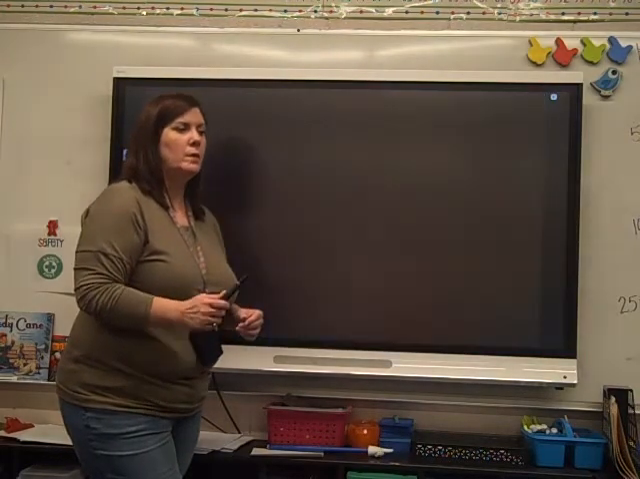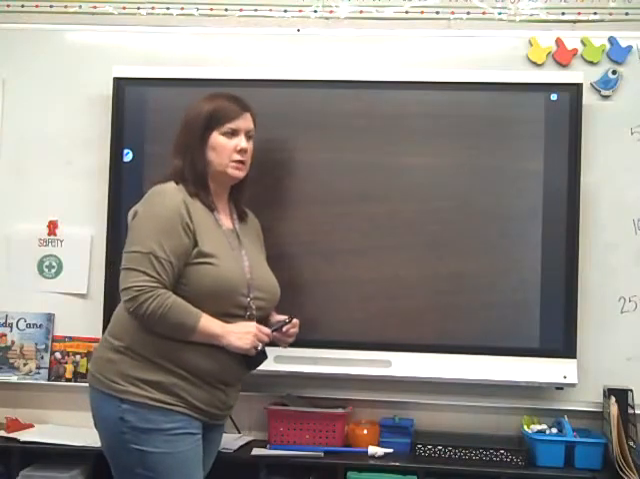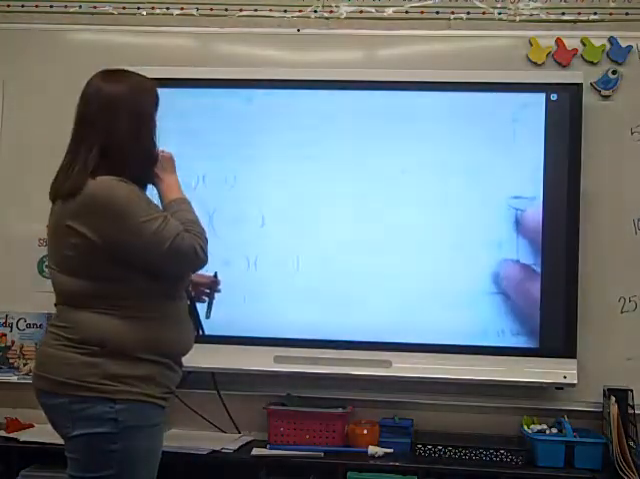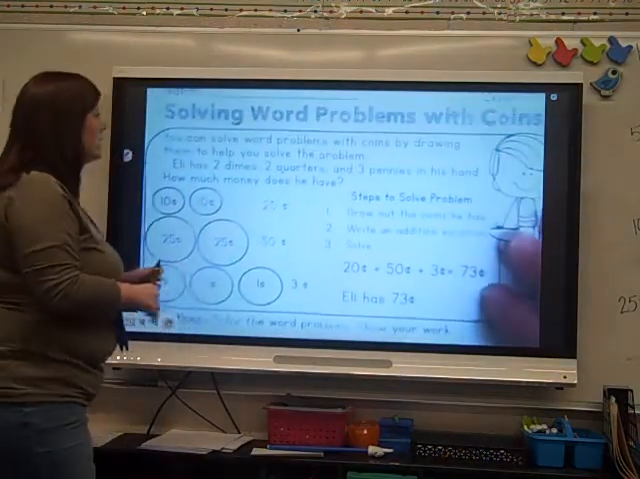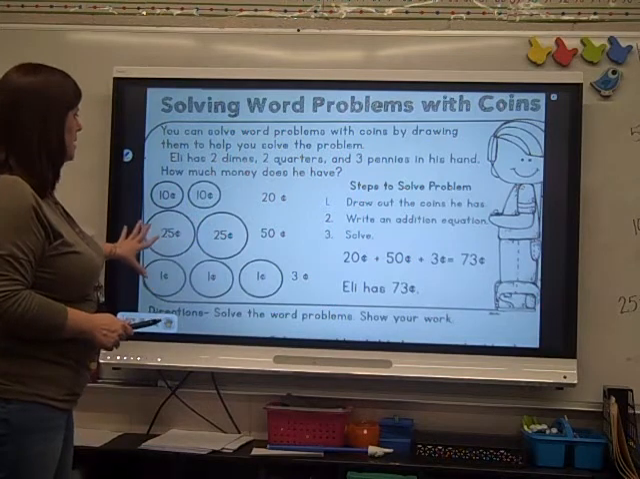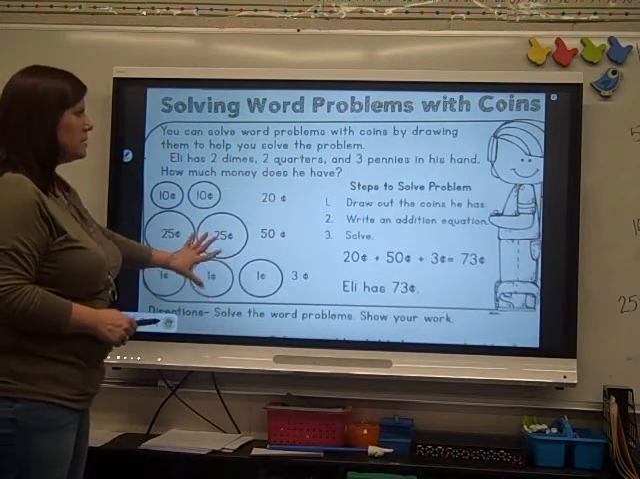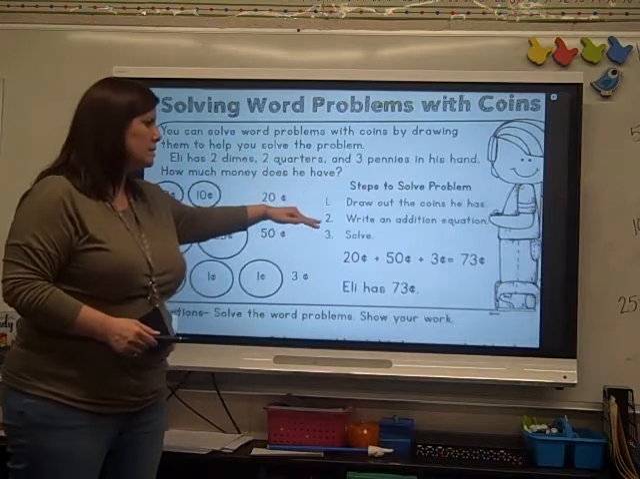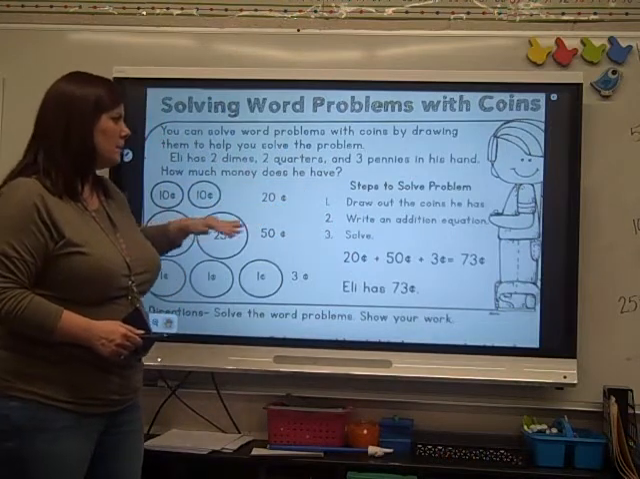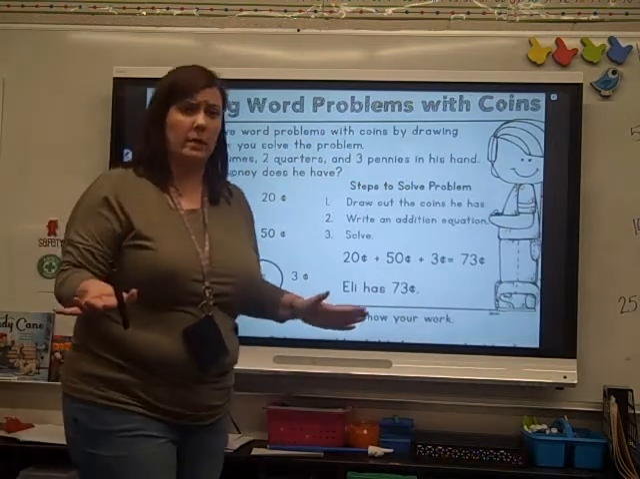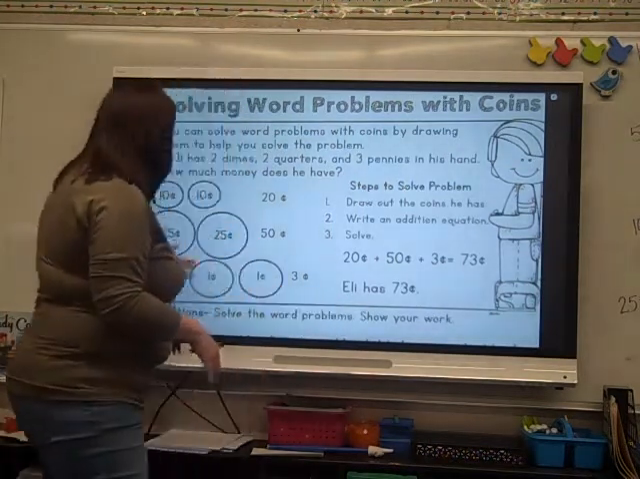Okay, when you're ready, get your money sheet, okay? Now, this talks about how to solve word problems using money. So this gives out the steps, and we're going to draw the coins, we're going to write an addition problem, and we're going to solve, okay? I'm going to walk you through everything, okay? So let's go down to the first one.